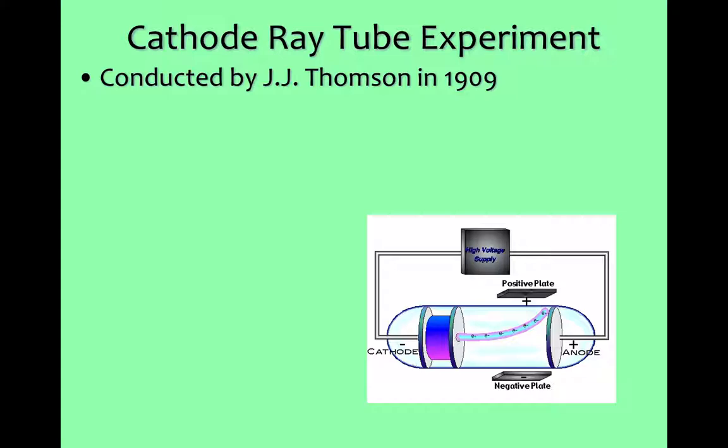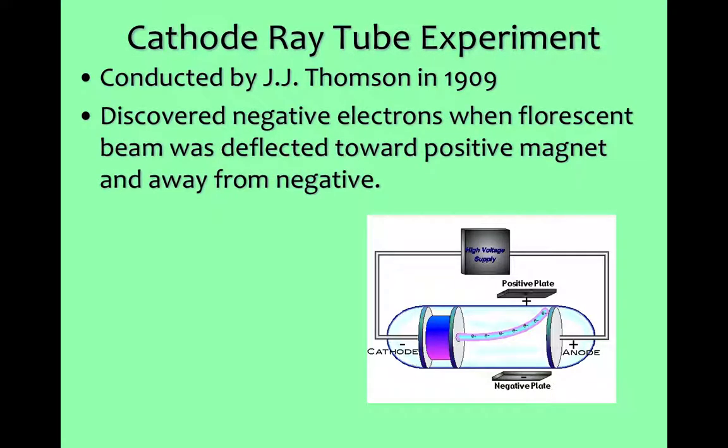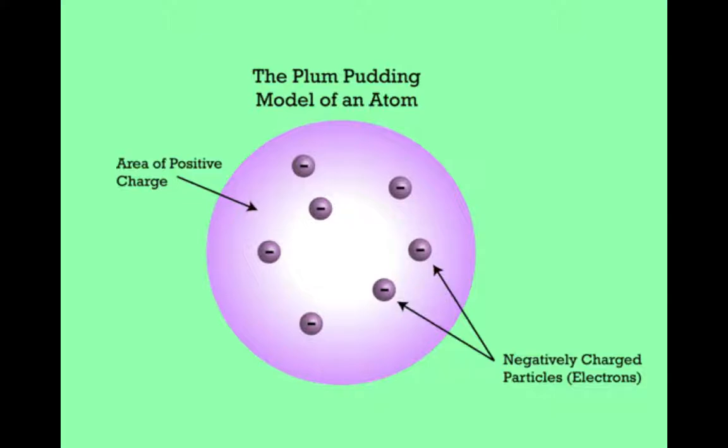Now, what J.J. Thomson did: scientists knew about these tubes and how these rays worked already, but Thomson said, if I put a positive charged plate and a negative charged plate on the sides, I can figure out the charge of whatever's creating that light. So he discovered negative electrons when the fluorescent beam was deflected toward the positive magnet. The electrons had to be negative if they were going towards the positive magnet and away from the negative magnet. This allowed Thomson to create what he called a model of an atom.